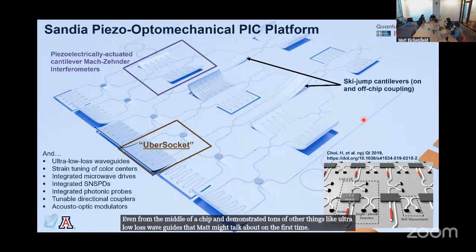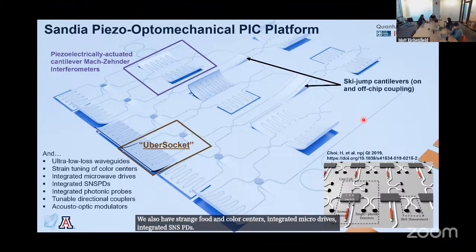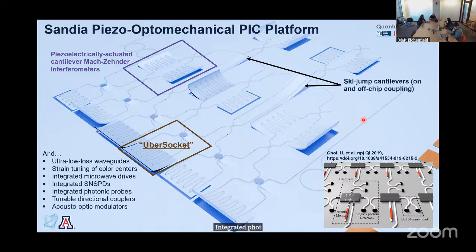We also have strain tuning of color centers, integrated microwave drives, integrated SNSPDs, integrated photonic probes, tunable directional couplers, and acousto-optic modulators that Jake will talk about in a second.